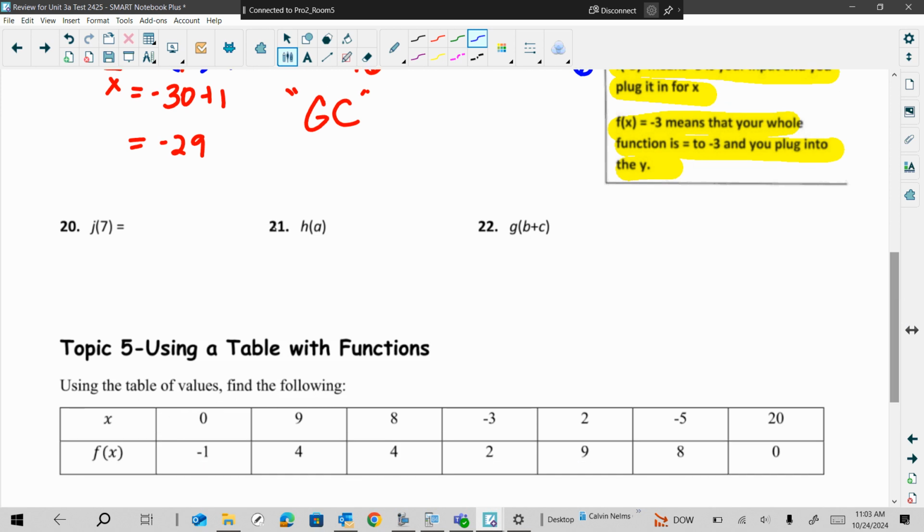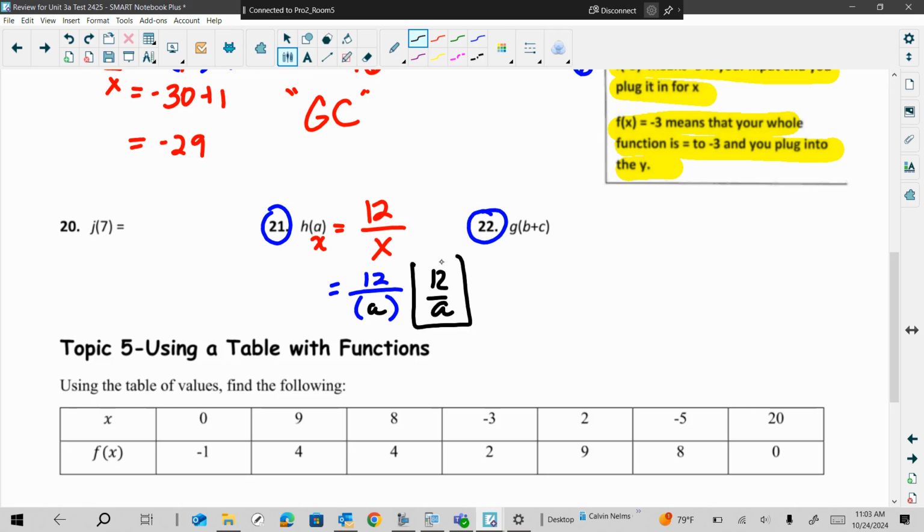All right, now let's talk. I need you to circle 21 and 22, because this one doesn't have a number. If I don't have a number, the graphing calculator cannot help. You have to just substitute. You have to understand that our x, because the function is 12 over x, is a here. So we're going to substitute the a in place of x, so that it's 12 over a. So the answer is just 12 over a. You're not going to have a number answer. It's just going to be an expression.